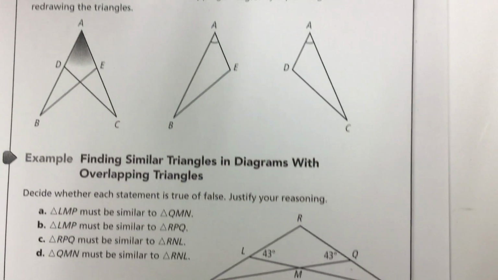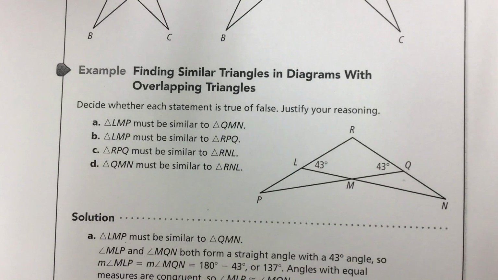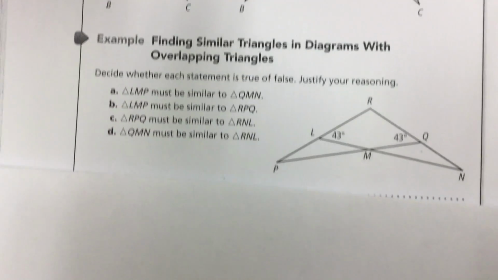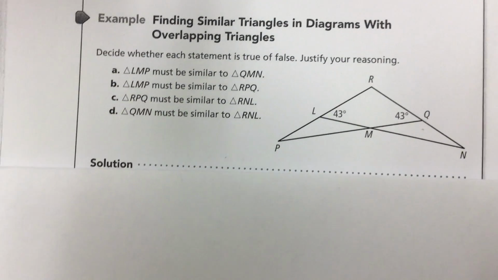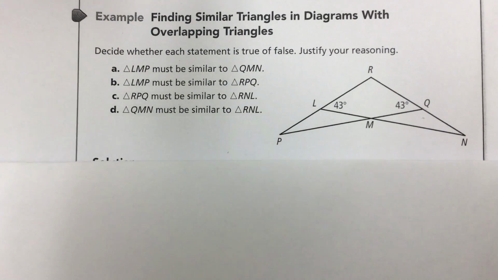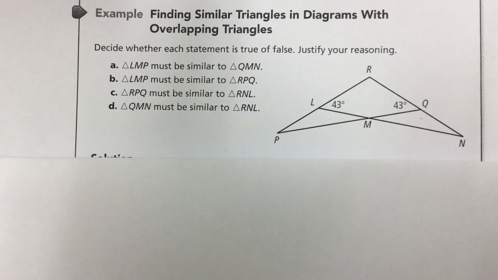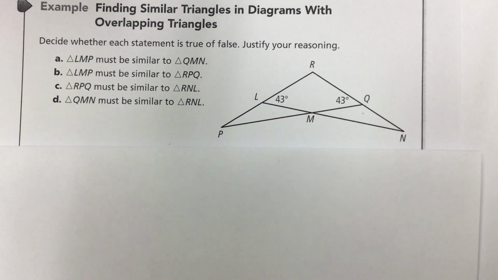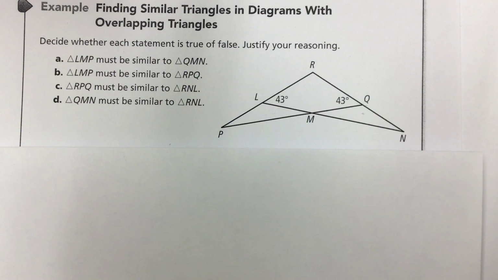All right, let's continue here. We have an example that we're going to be working with, overlapping triangles. So let's look at this example here. Finding similar triangles in diagrams with overlapping triangles. Decide whether each statement is true or false. Justify your reasoning. So let's look at A.